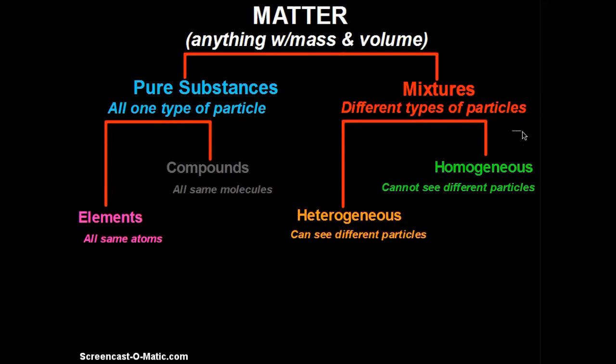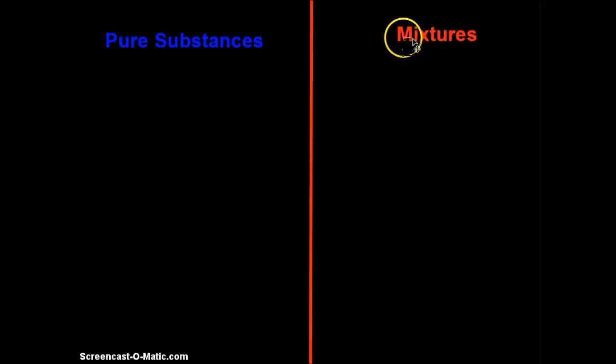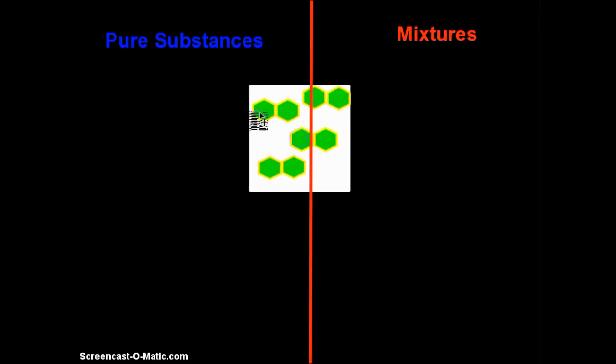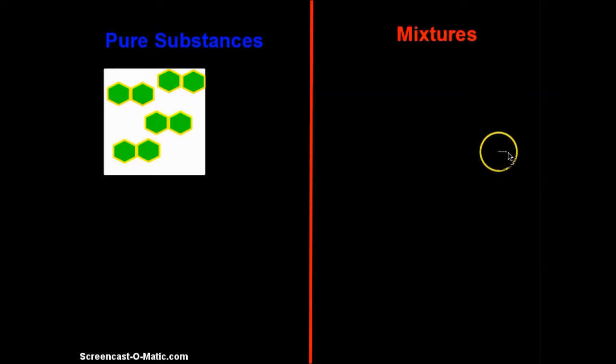Okay, so let's look at different types of substances and see if we can determine: is this a pure substance or is this a mixture, and why. So I have pure substances here, mixtures here, and I'm going to bring in some types of matter, and we're going to determine if it is a pure substance or a mixture. If we look at this first type of matter, you have this hexagon shape particle, and it's bonded to itself, and all of them are exactly the same type of particle. So all the same type of particle, that's going to be a pure substance.